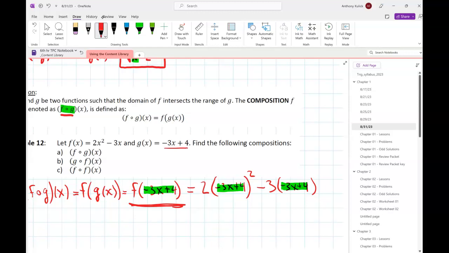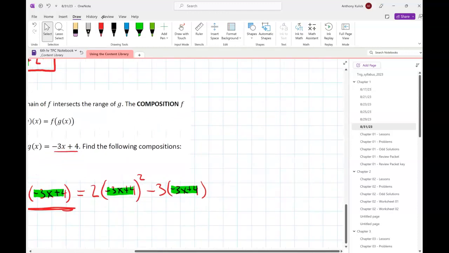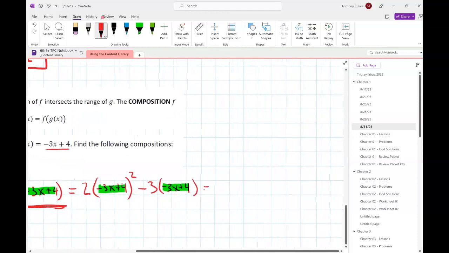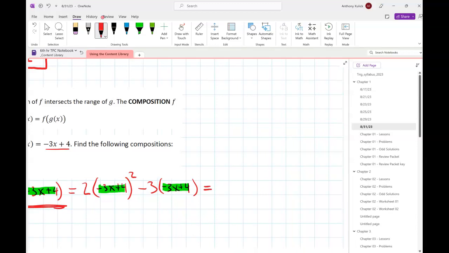Okay, so at this point the composition is done, but there's still some simplifying that I can do, right? If I look at this expression, what's the first thing I should be simplifying? What's the first thing I need to do? The exponent, right. If you go back to your order of operations, exponents come before multiplication, addition, and subtraction, which are the other operations we see going on there. So the first thing I need to do is do that squaring. How do I square negative 3x plus 4?